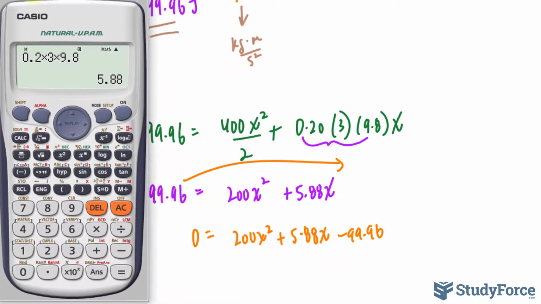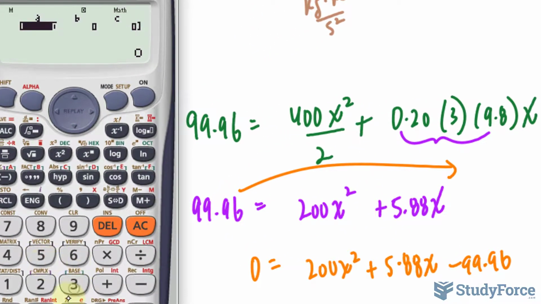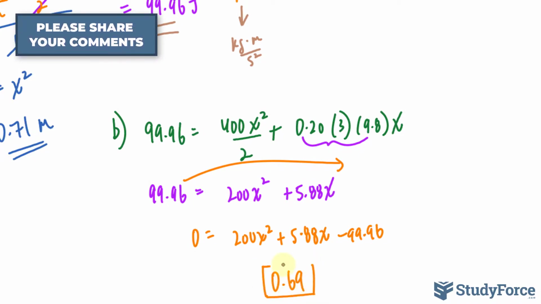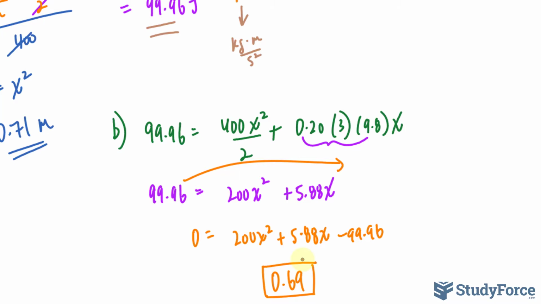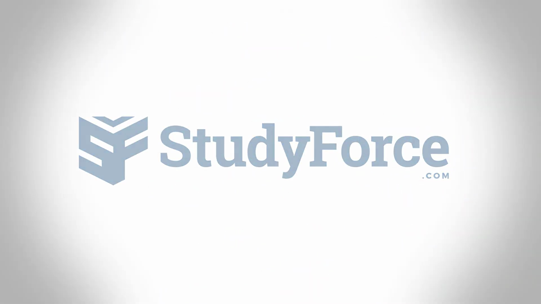Now I'm assuming you know how to use the quadratic formula, so I'll skip ahead and just use a function on my calculator that will enable me to find x really quickly. So I'll put 200, 5.88, and minus 99.96 as A, B, and C. And we get two values, 0.69 and negative 0.72. We will ignore the negative version and just keep the positive version as 0.69. So as you can tell, when there is friction, the distance that the spring is pushed is less, because now you have to overcome that as well. The units for this are in meters, and that concludes our video on potential energy and spring compression.